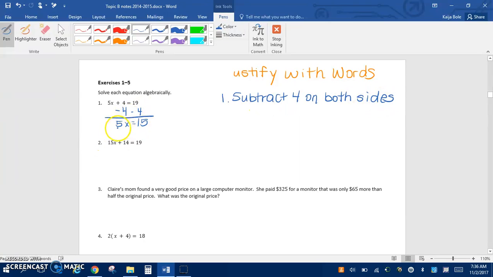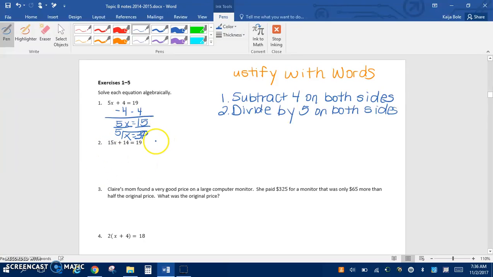Now if we look back over here, we see that we need to divide by 5, divide by 5. So we know that x here would be 3. So our second step here would be just to divide by 5 on both sides. Alright, and then that's it for that one.